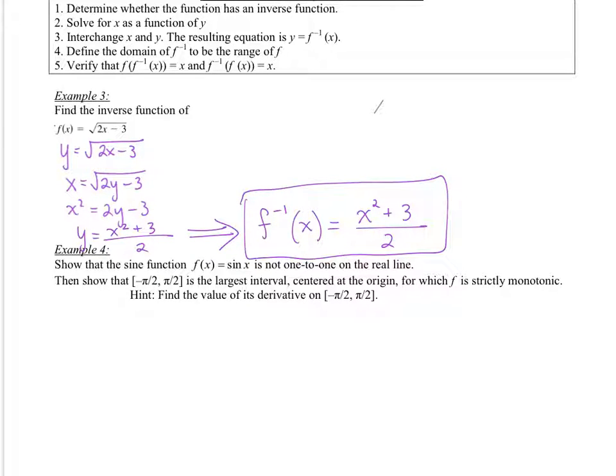All right, and let's do one last example. Show that the sine function f of x is equal to sine of x is not 1-to-1 on the real number line. Then show that from -pi/2 to pi/2 is the largest interval centered at the origin for which f is strictly monotonic. Hint, find the value of its derivative on the interval from -pi/2 to pi/2.